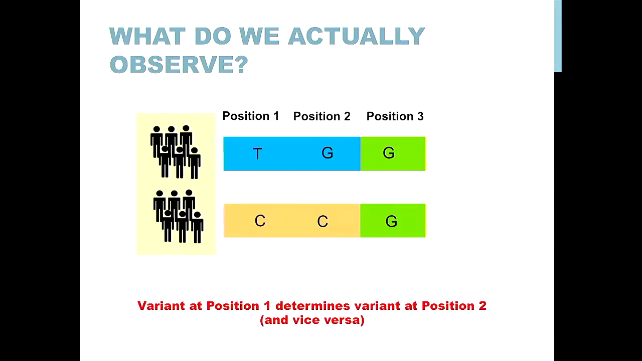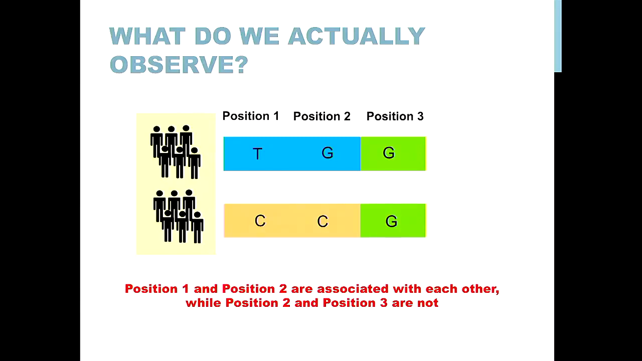And what can we say about this? So, kind of like I alluded to earlier, the variant at position 1 always determines the variant at position 2 and vice versa. But the variant at position 3 does not determine the variant at position 2. So we would say that positions 1 and 2 are associated with each other. This is an association that has nothing to do with the disease. This is just an association with the positions in the genome, while positions 2 and 3 are not associated.